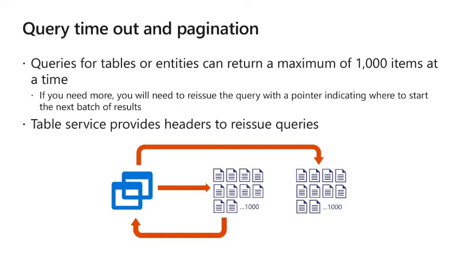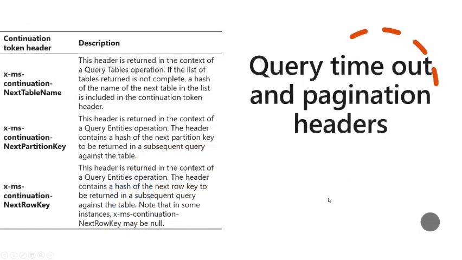A query against the table service may return a maximum of 1,000 items at one time and may execute for a maximum of 5 seconds. If the result set contains more than 1,000 items, if the query did not complete within 5 seconds, or if the query crosses the partition boundary, the response includes headers that provide the developer with the continuation tokens to use to resume the query at the next item in the result set. So you send it like this, and then in the next query you get the next one.